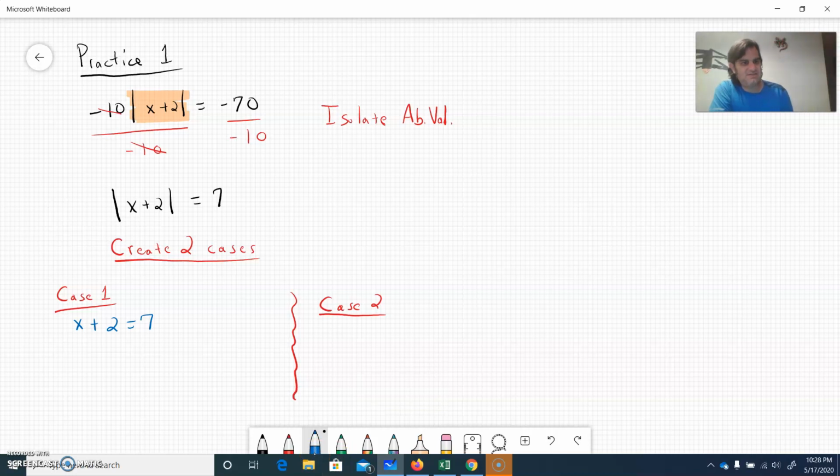But in case 2, we assume that x plus 2 is negative. So to make it positive, we change the sign, so that becomes negative x minus 2 equals 7. And these are two very simple linear equations to solve.